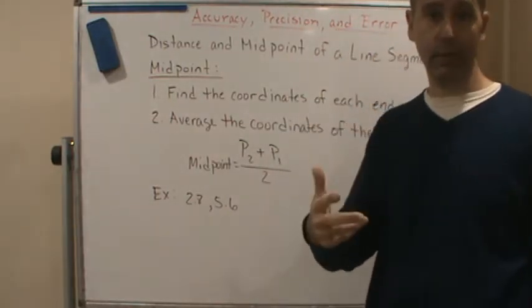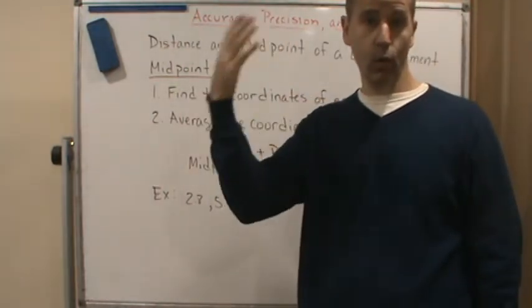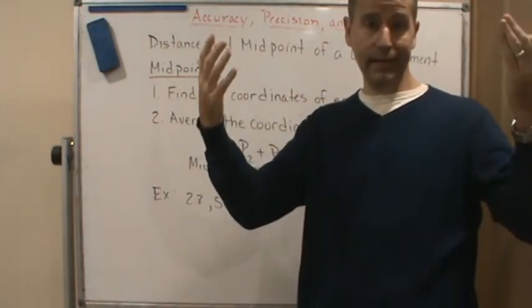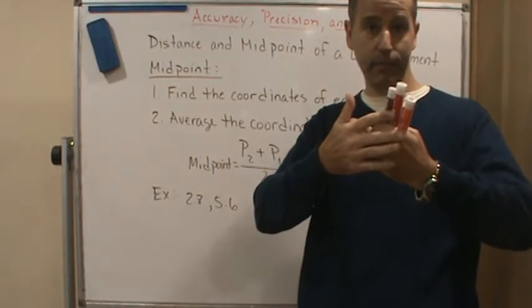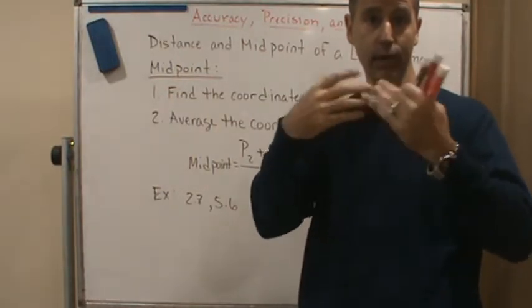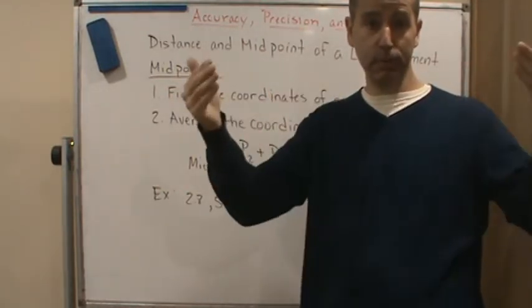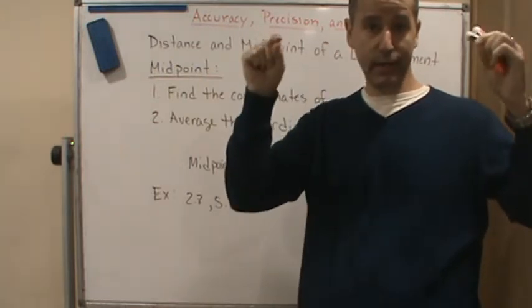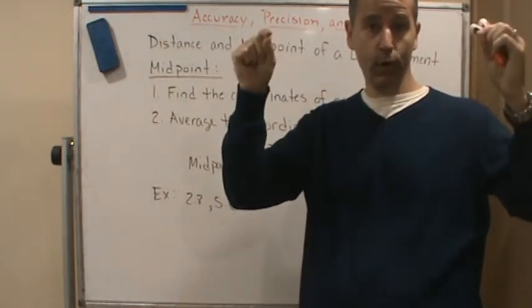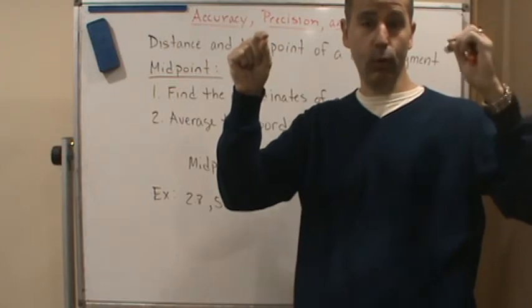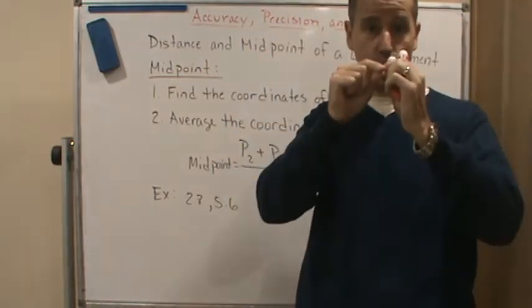Okay, so for example, if I want the midpoint between 1 and 4, I take those two, add them, get 5, divide by 2, and I get 2.5. So the midpoint, the location that's right smack in the middle between 1 and 4, is 2.5.